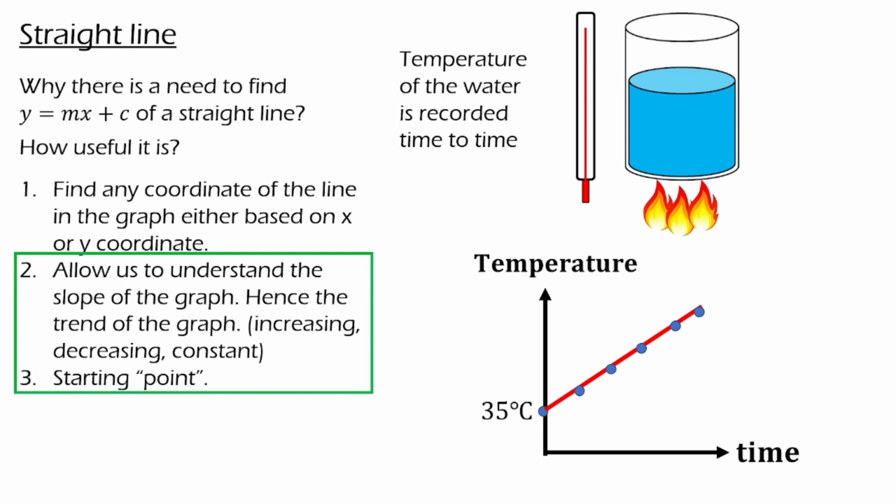Through the graph, we can observe and understand that the water temperature increases with time. We understand this very clearly because of the slope or the gradient of the straight line. On the other hand, just from the graph alone, we can know that the initial temperature or the starting temperature of the water is 35 degrees Celsius. This value is represented by the c, which is the y-intercept in the equation.